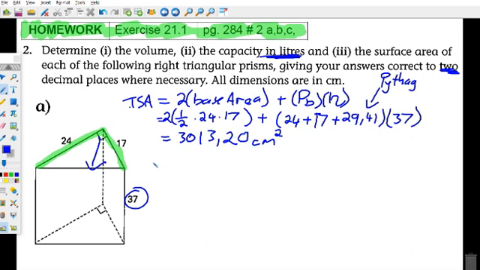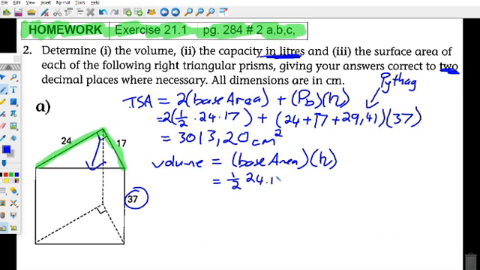Now to find the volume. Oh, no, that's not how you spell volume. So volume is equal to my base area, which is my triangle, multiplied by my height. So we're going to say a half times 24 times 17. Now, why don't I use the 29.14?